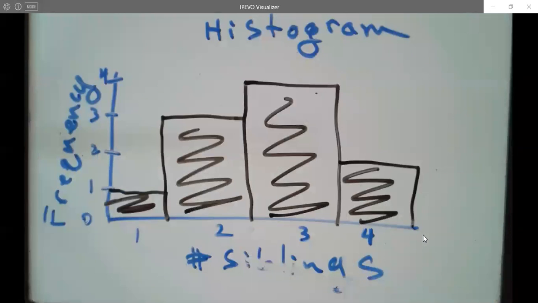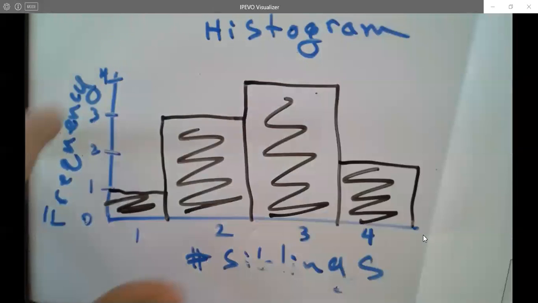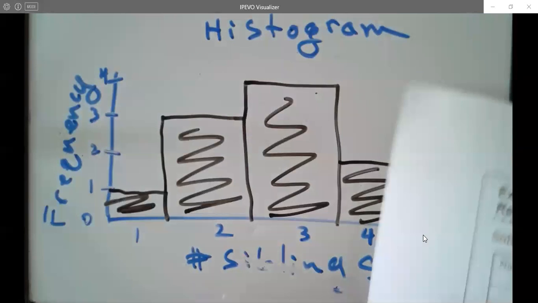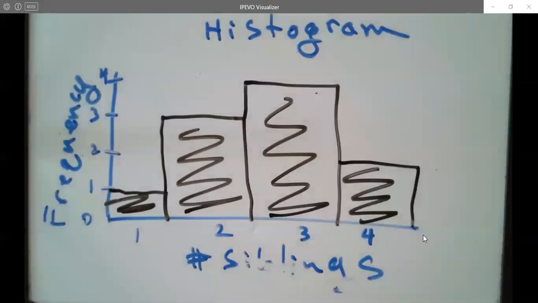Okay, questions there? All right, so frequency is always vertical, and the categories are always horizontal.